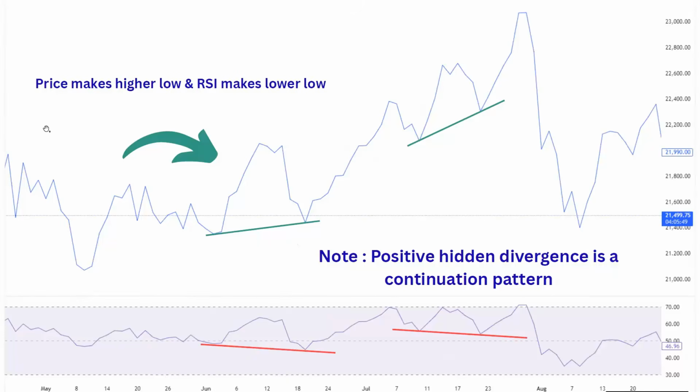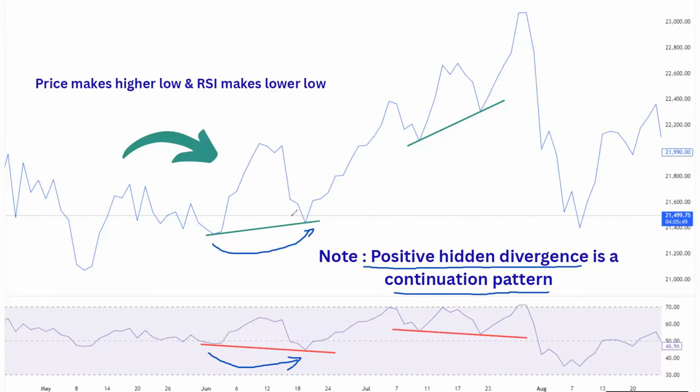Now going ahead, what we can see over here is, sorry, the price makes a higher low. I'm very sorry. Price makes a higher low and RSI makes a lower low. Now this time we are talking about the positive hidden divergence, which is a continuation pattern.